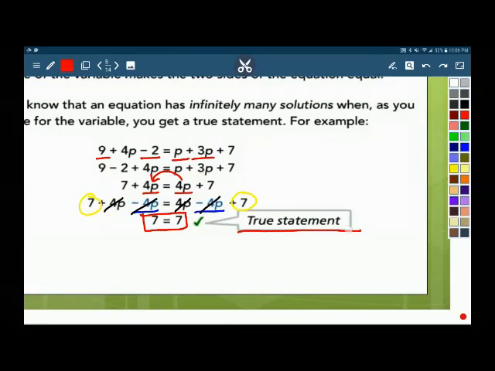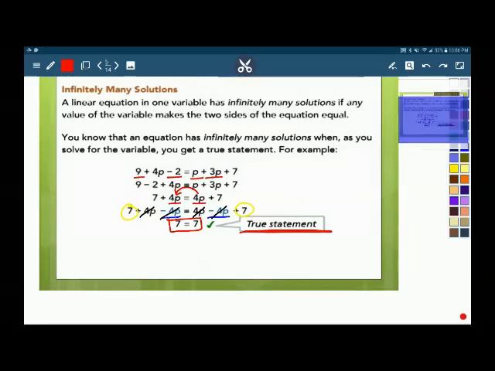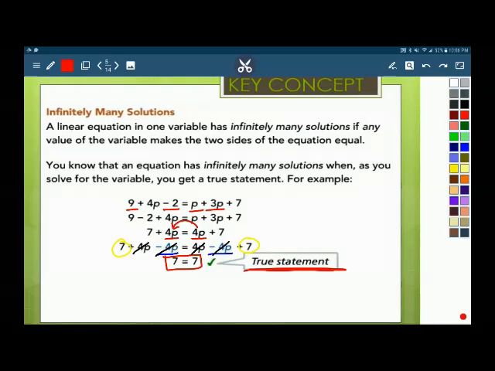Okay, because 7 does equal 7, then we can draw the conclusion that there are infinitely many solutions, that any value of p is going to make this equation true. You can really pick any value. You can pick 50, you can pick negative 17. If you were to plug any value into the original equation, it's going to come out to be a true statement. And you can go ahead and test that.